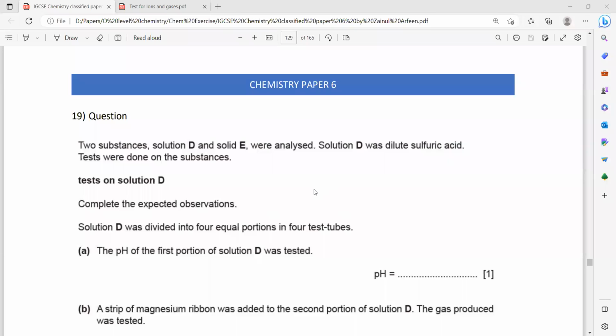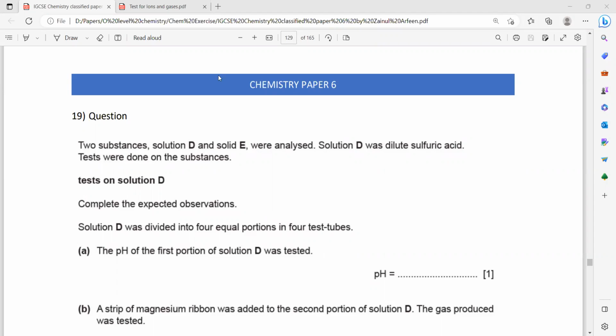So question 19 is related to salt identification. Usually, if they ask a question, state the pH, some students write a range of pH. They did not ask to state the range of a pH, they asked for a specific pH depending on the type of solution. If it's a strong acid, you write 1, 2. If it's a strong alkali, you write 13, 14.